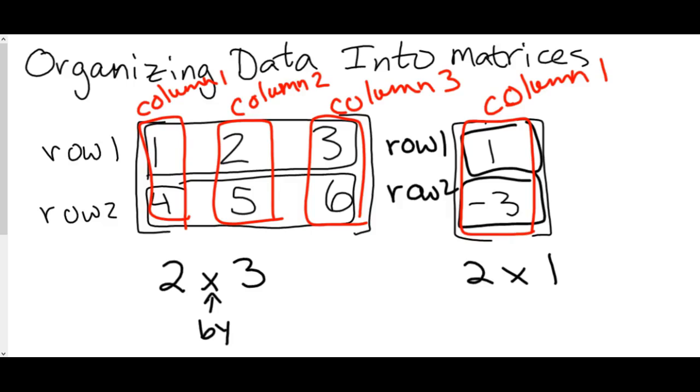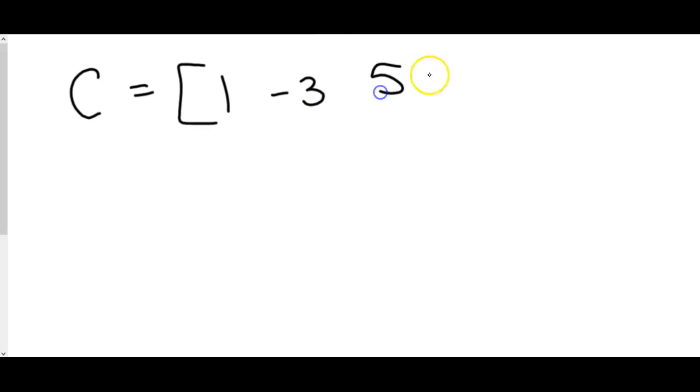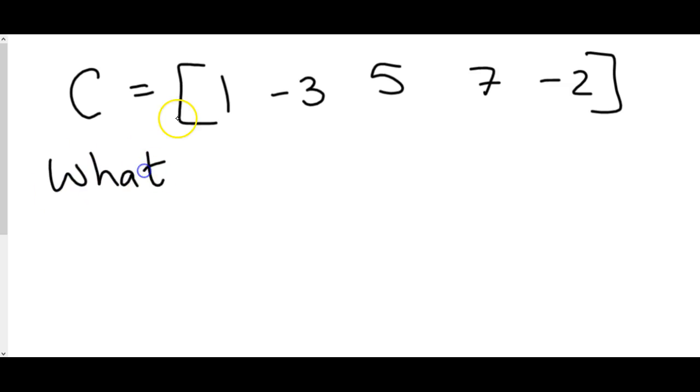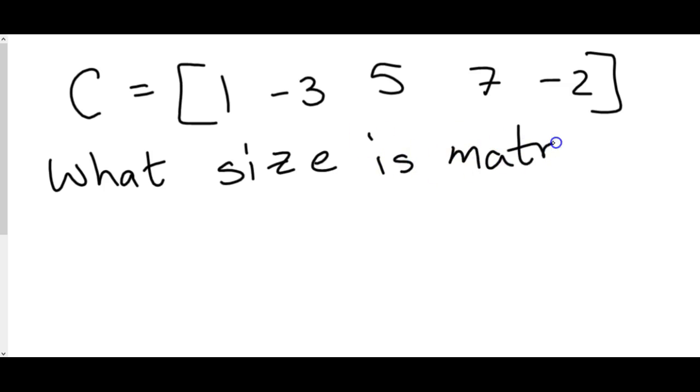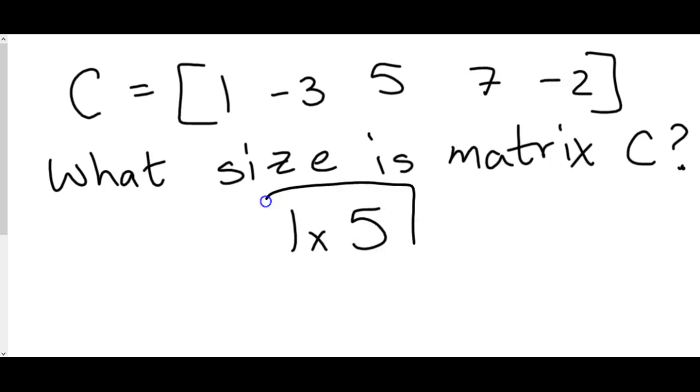So when they're asking questions about them, they'll also usually give a letter name. When you give a letter name, it's going to be a capital. So capital C is 1, -3, 5, 7, -2. And it would ask something like, what size is matrix C? So you have to determine how many rows. So this time there is only 1 row by, and we have 1, 2, 3, 4, 5 columns. So matrix C is a 1 by 5 matrix.